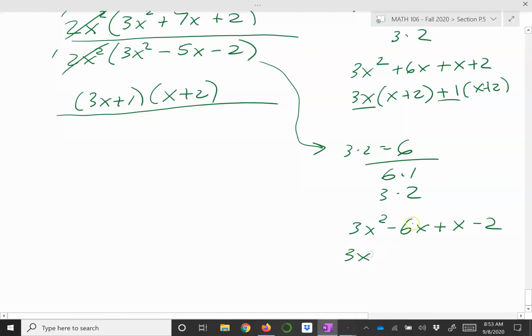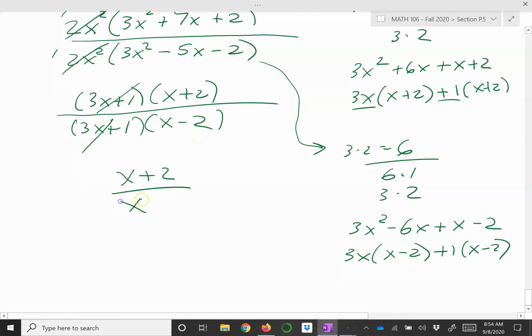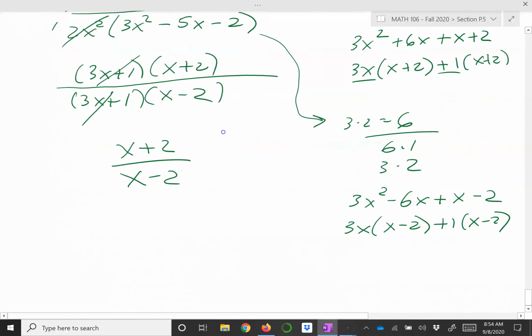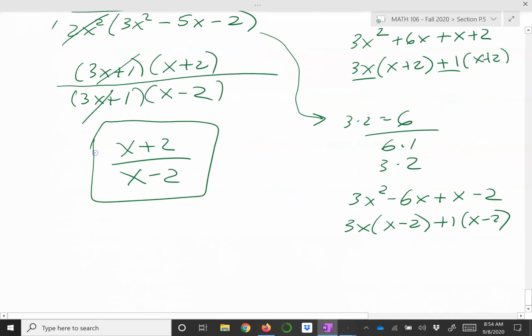We're taking out a 3x, and then I get x minus 2 plus 1 times x minus 2. So I know my fully factored trinomial is going to be 3x plus 1 times x minus 2. And then look, we have a binomial that could be canceled. Again, they're gone. So all I'm left with is x plus 2 over x minus 2. So that big ugly thing at the top is reduced to that.